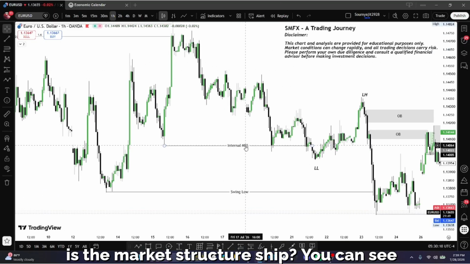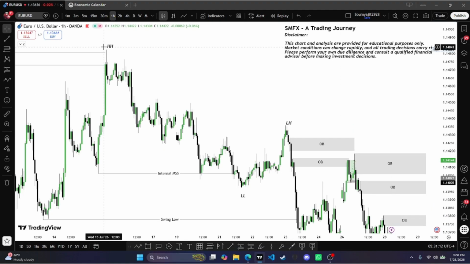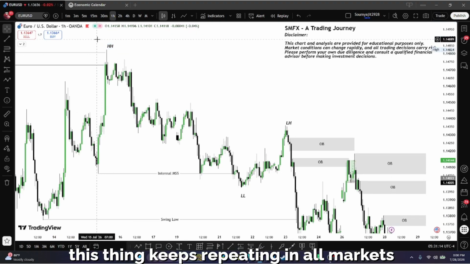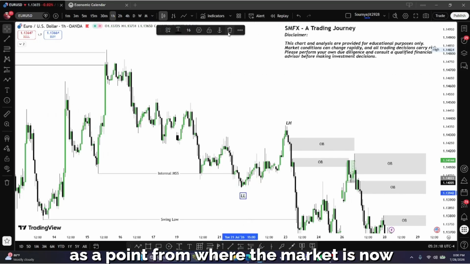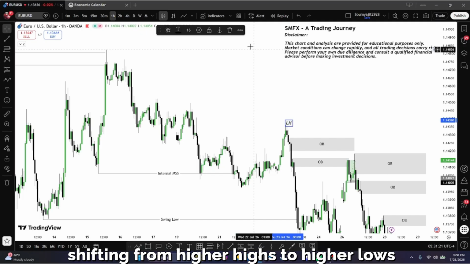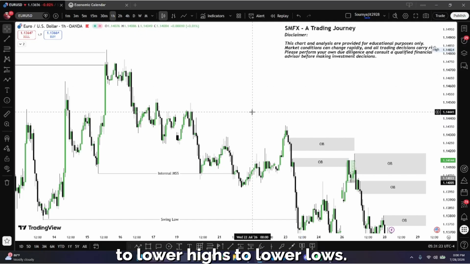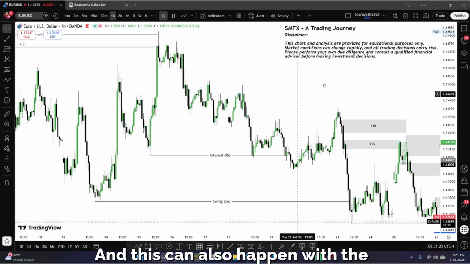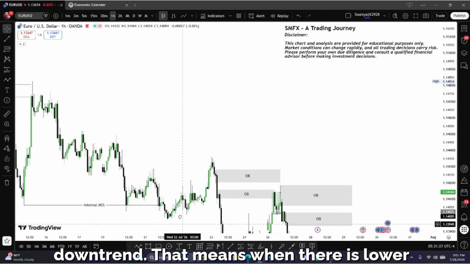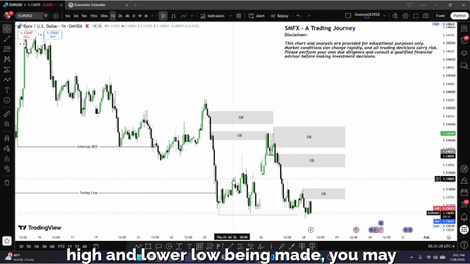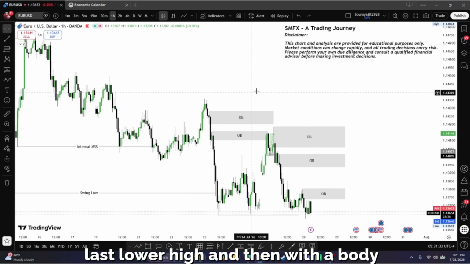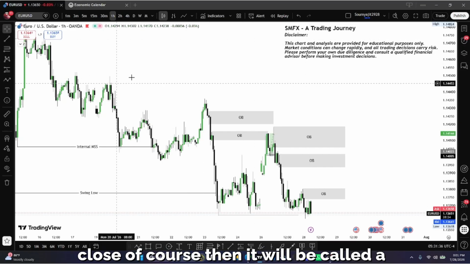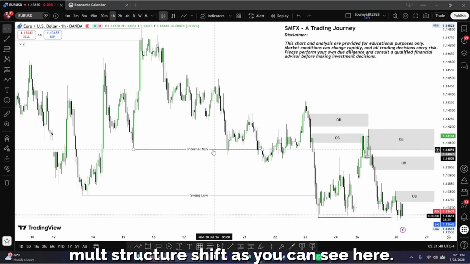You can see there is a thing called MSS. So this thing keeps repeating in all markets, and this market structure shift is known as a point from where the market is now shifting from higher highs and higher lows to lower highs and lower lows. And this can also happen with the downtrend. That means when there is lower high and lower low being made, you may see a sudden high that is breaking the last lower high, and then with a body close, of course, it will be called a market structure shift, as you can see here.